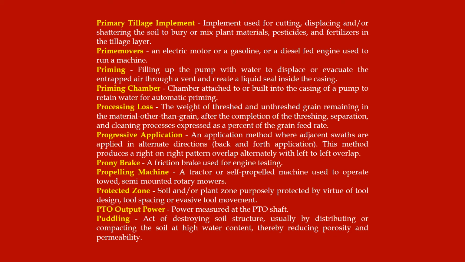Prony brake, a friction brake used for engine testing. Propelling machine, a tractor or self-propelled machine used to operate towed or semi-mounted rotary mowers. Protected zone, soil and/or plant zone purposely protected by virtue of tool design, tool spacing or evasive tool movement. PTO output power, power measured at the PTO shaft. Puddling, act of destroying soil structure, usually by dispersing or compacting the soil at high water content, thereby reducing porosity and permeability.